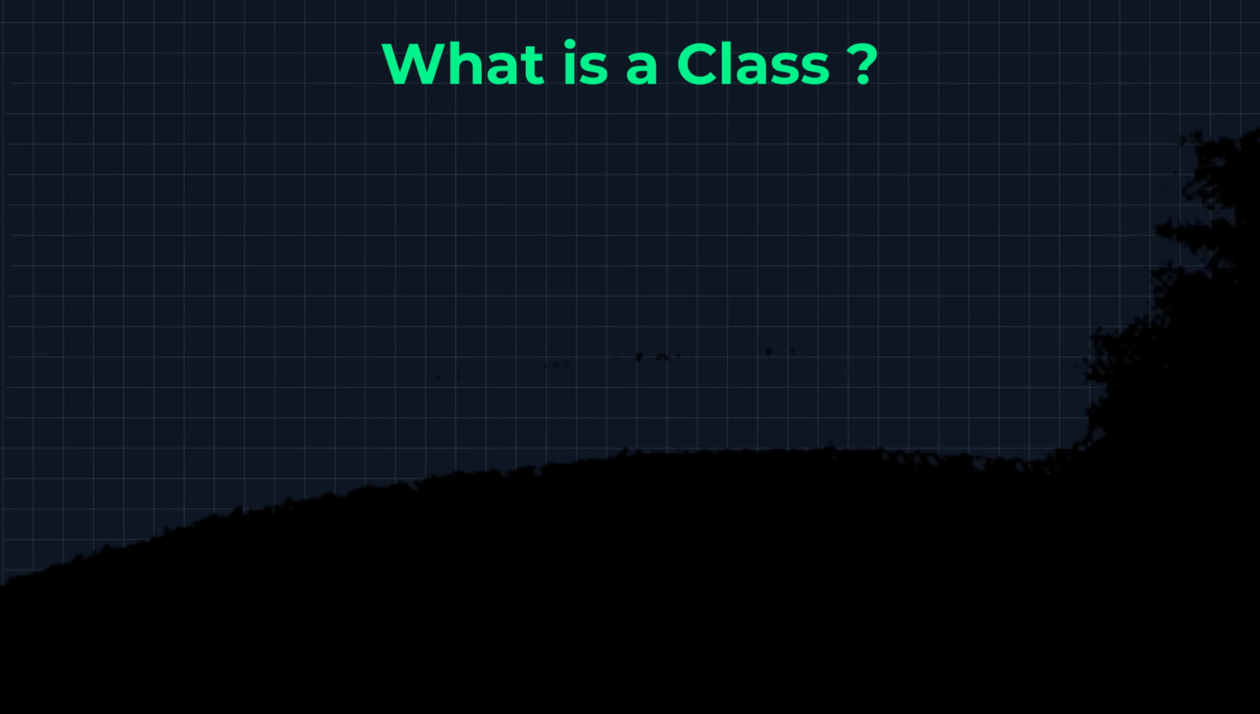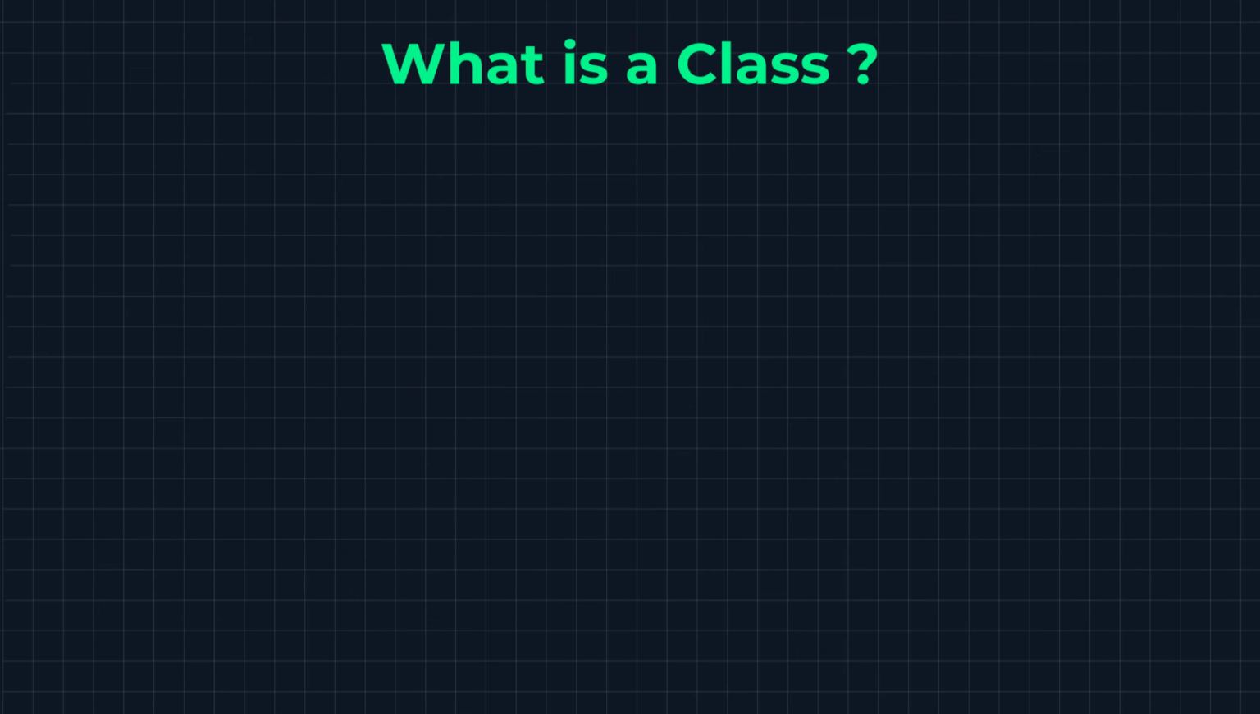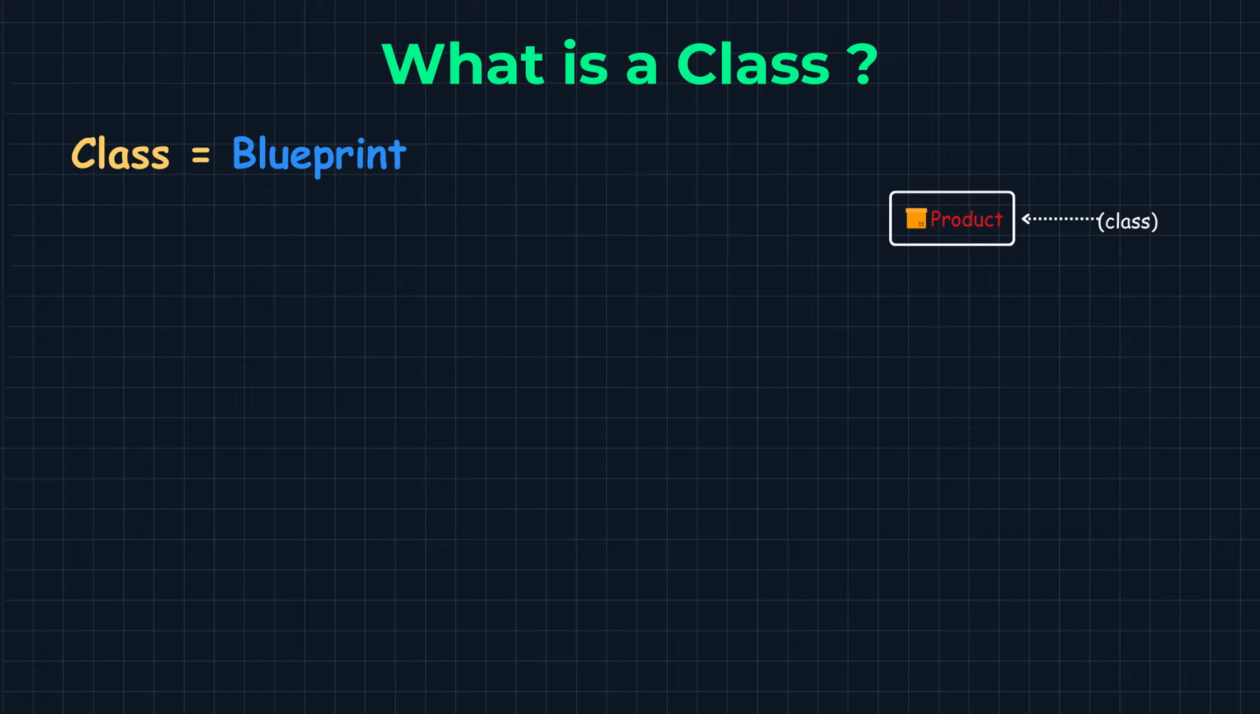So now you know what an object is. But how do we actually create objects? That's where a class comes in. A class is just a blueprint, a design or template. It tells Java what every object of that type should contain, like DNA. If you create a class called Product, it defines that every product will have a name, price, and some actions like applying a discount or showing the details. In short, the class is the plan, and the object is the real item we build using the plan.